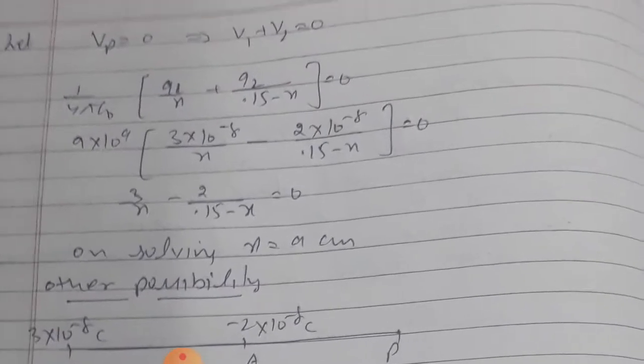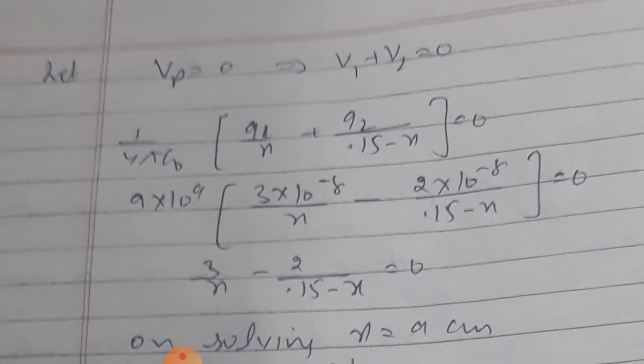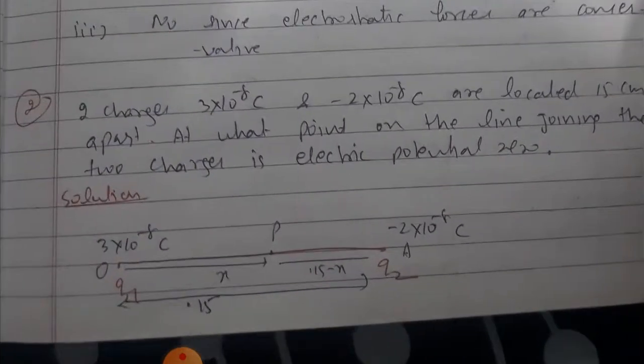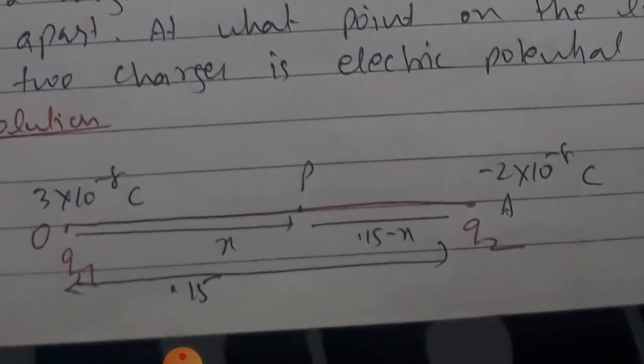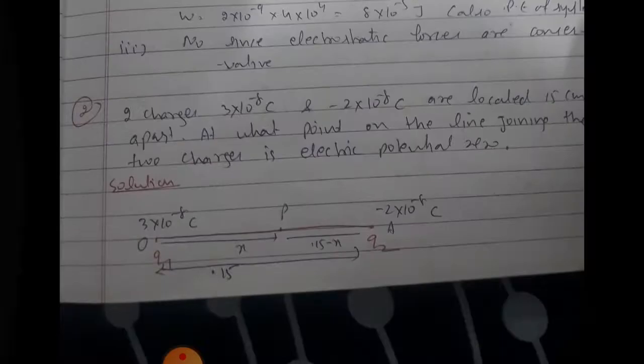Now how will we solve this? See here, we have chosen a point P where potential is equal to 0. So Vp is equal to 0. It means at the point P, if you focus on this diagram, the potential at the point P is the sum of two potentials, due to charge Q1 and due to charge Q2. So we will say that Vp is equal to V1 plus V2. V1 is potential due to Q1 and V2 is potential due to Q2. Since Q1 is positive charge, V1 will be positive, and Q2 is negative charge, so V2 will be negative.